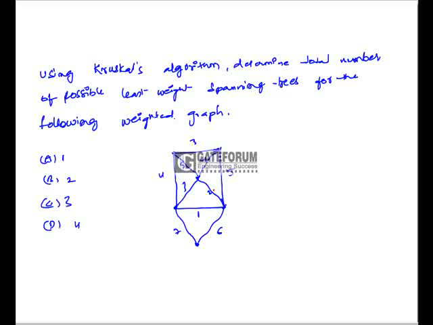So for finding minimal spanning trees, we use two techniques, two algorithms. One is Kruskal's algorithm and the other is Prim's algorithm. Here we have to apply Kruskal's algorithm for the given graph and find the number of minimal spanning trees. So in Kruskal's algorithm, we include edges with least cost first.